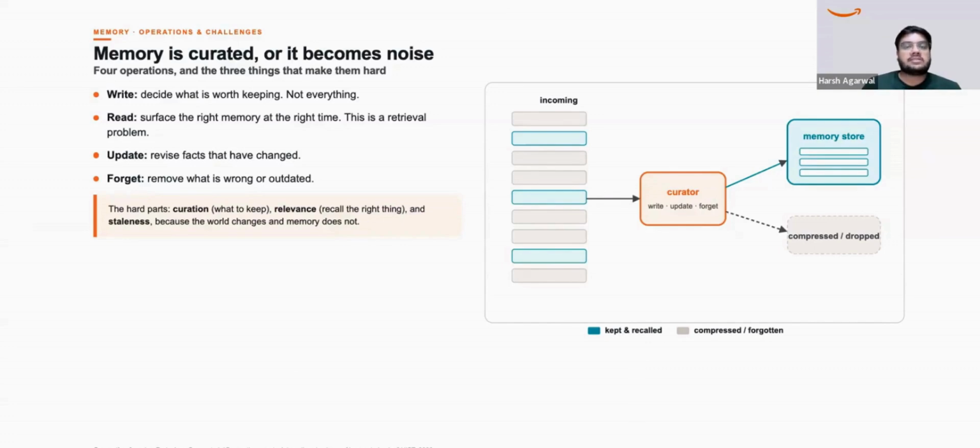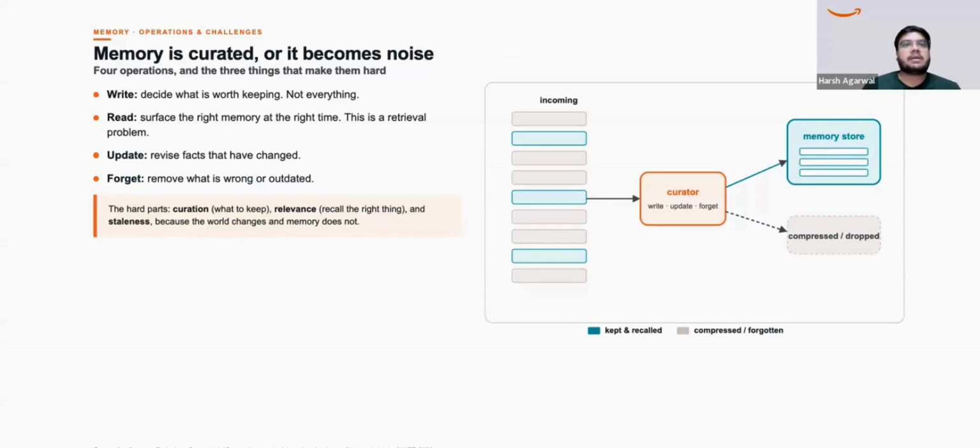So here are four operations that need to be performed from time to time. The first one is write, which is deciding what's even worth keeping. And the keyword is not everything. Most of what happens in a turn is disposable. The second one is read, which is surfacing the right memory at the right moment. Notice that's fundamentally a retrieval problem, the same retrieval you saw for tools and for RAG. The third one is update. That is when a fact changes, revise it. The user switching from a free plan to pro is one such example. And the last one is forget, which is actively removing what's wrong or outdated.